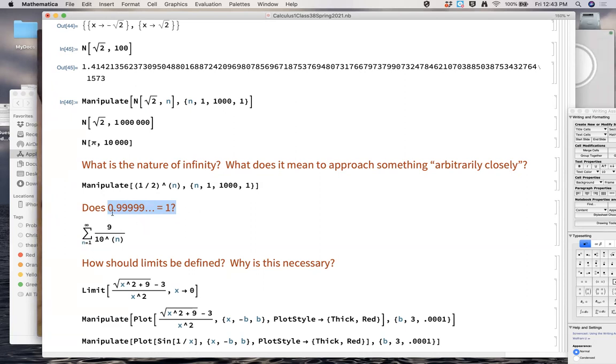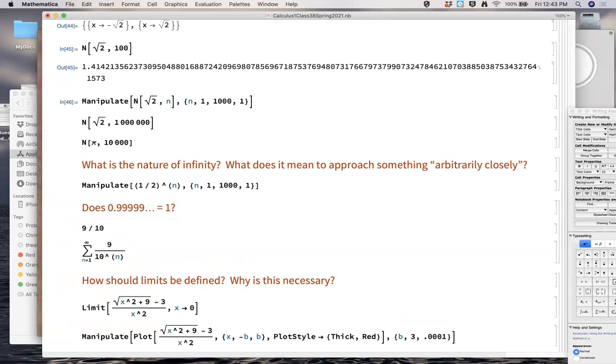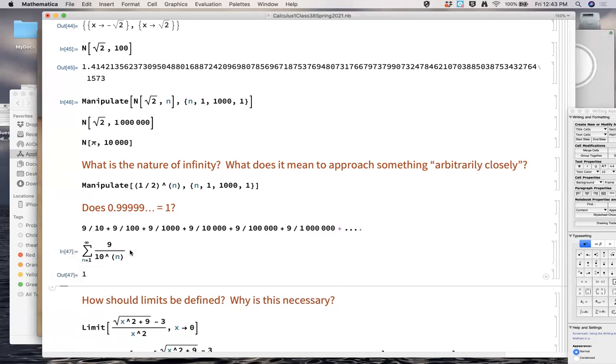Well, certainly if you represent 0.9 repeating as an infinite sum, which you can do, this particular summation here represents 9/10 plus 9/100 plus 9/1000 plus 9/10,000 plus 9/100,000 plus 9 millionths, etc. That's what 0.9 repeating really represents. And if you have Mathematica compute it, it says the answer is 1. Is Mathematica lying? No, it is telling you the truth. 0.9 repeating does equal 1.